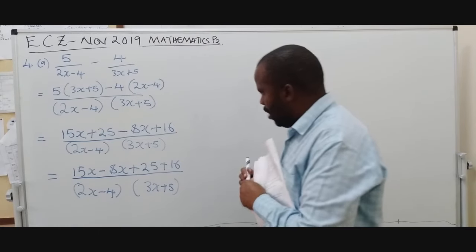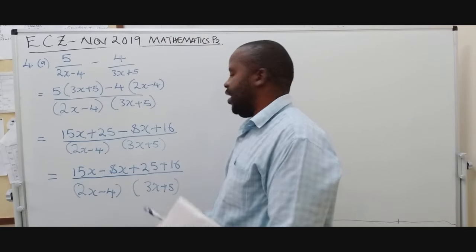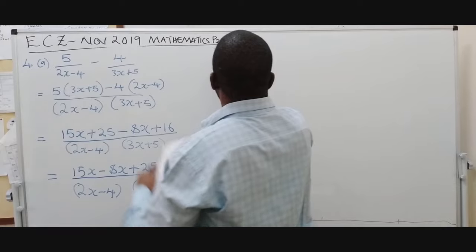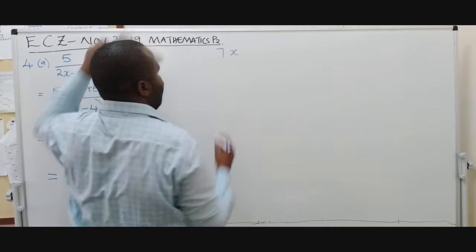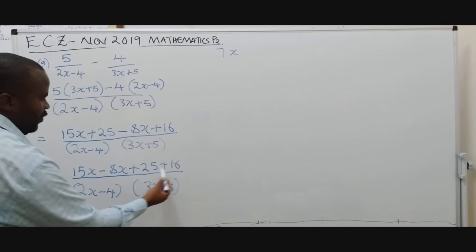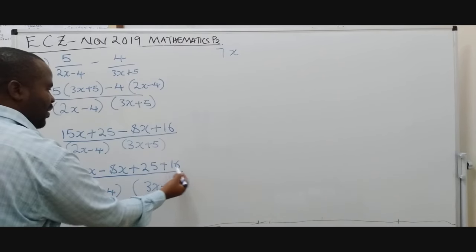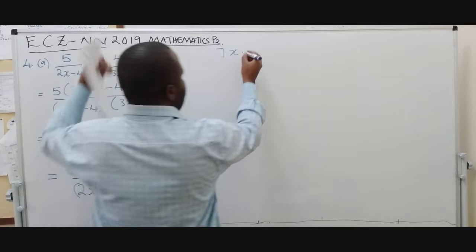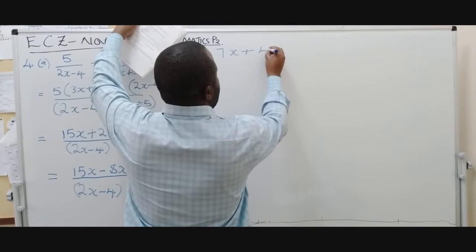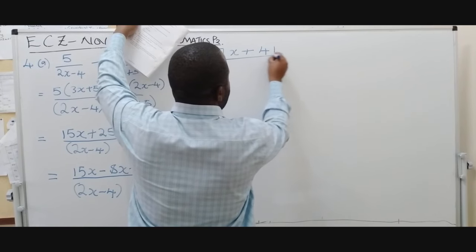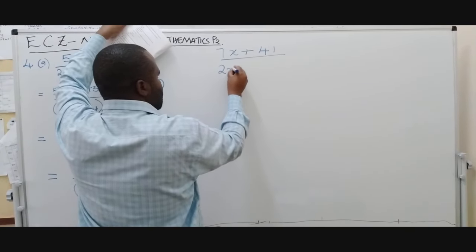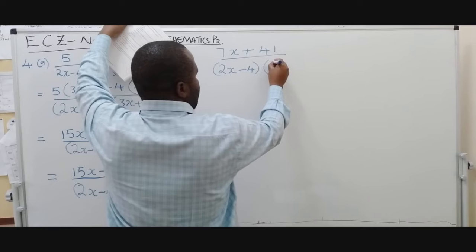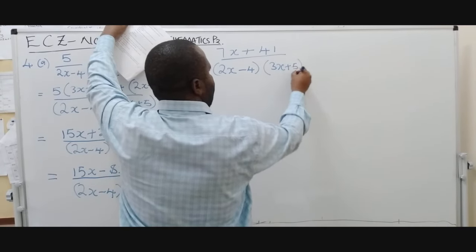So where are we? We are here. What is 15x minus 8x? Just say what is 15 minus 8? You get 7. So you have got 7x here. What is 25 plus 16? 5 plus that is 11, take 1, carry 1. This plus that is 3 plus 1, 4. So you say plus 41 divided by 2x minus 4, then 3x plus 5. And that is the answer.